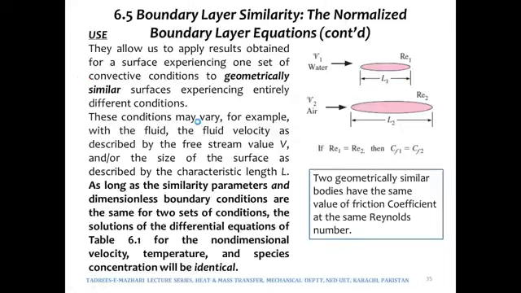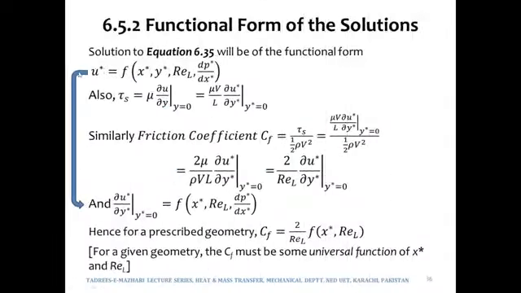So now going back, the solution to that equation would give us u star in terms of x star, y star, Reynolds number, and dp by dx. Again, whether you consider dp by dx or not, it does not matter.